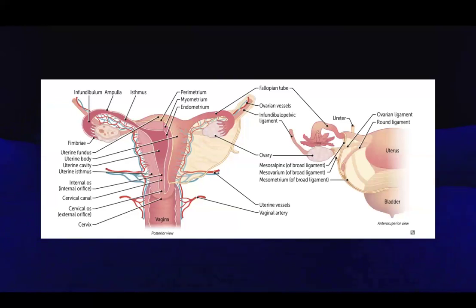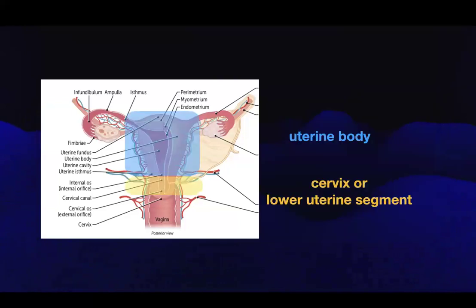Finally, you have the inner layer, which is the endometrium. And again, the endometrium is heavily involved with a lot of that menstrual cycle. It changes a lot. It's a very dynamic structure. Here you can see the uterus basically has the uterine body, the main bulk of the uterus, and then you have that lower segment, also known as the cervix.